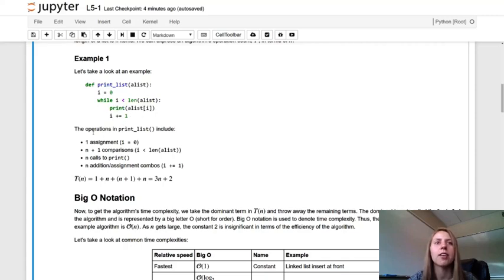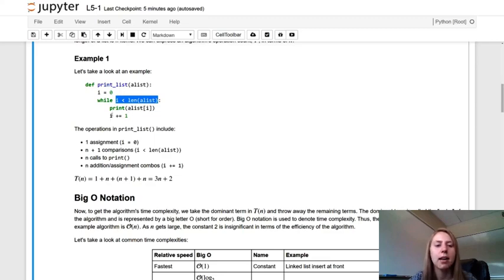So I want to keep track of every single operation that occurs in this Python code. So first, the first line in the body of printlist, i is assigned 0, we have one assignment. And then for our loop, we have n plus 1 comparisons, i less than the length of the list. So there's n comparisons for each iteration of the loop, and there's that one extra one in the end when this Boolean condition evaluates to false, and we break out of the loop.